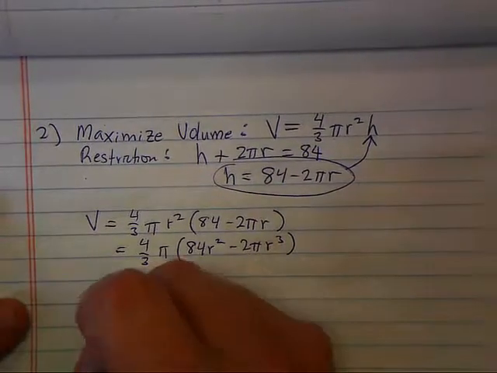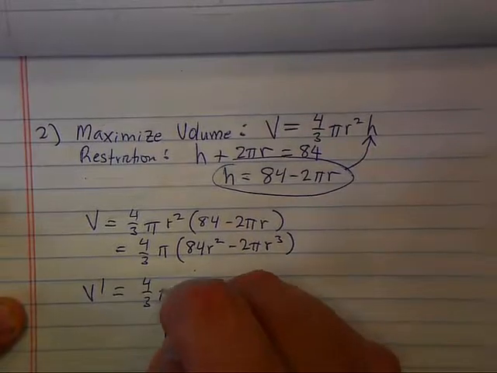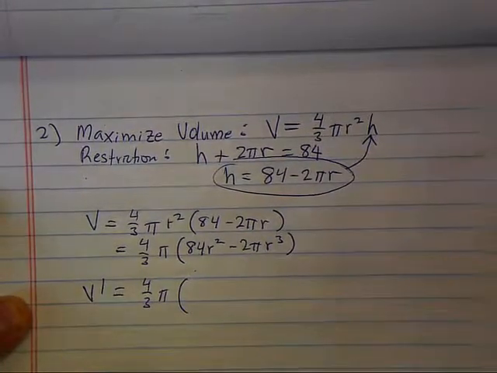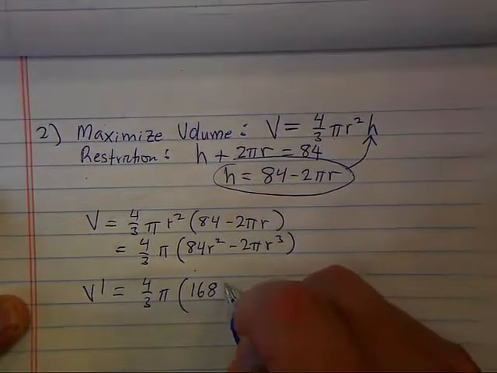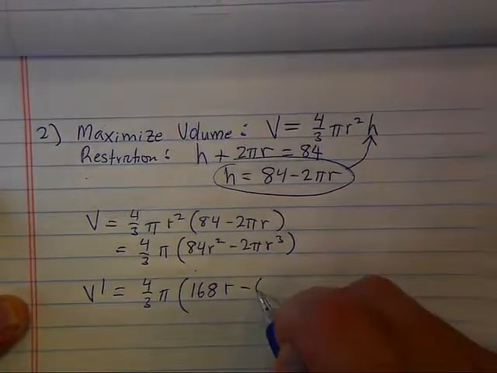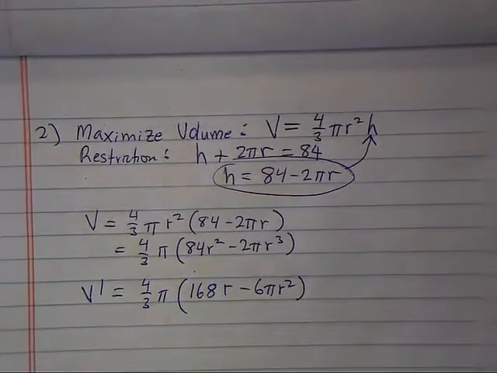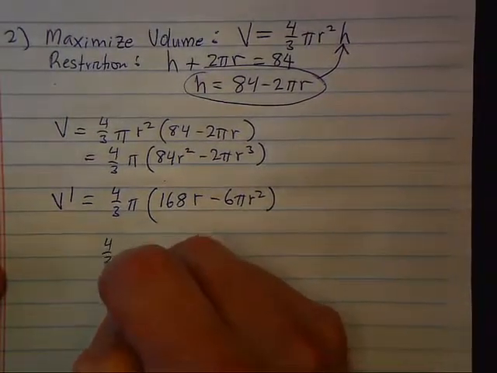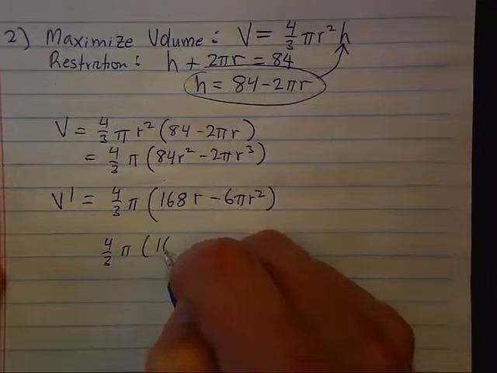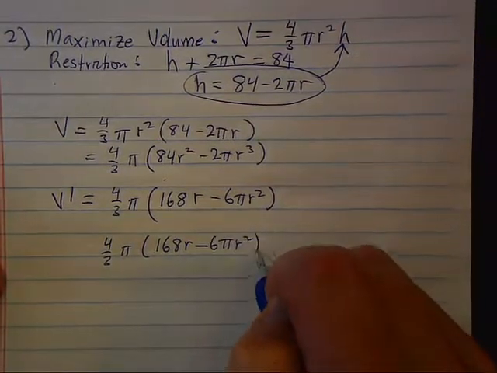All right, so the derivative of volume, V prime, is, that 4/3 pi is just going to be there. And then I take the derivative. What's 84 times 2? 168r minus 6 pi r squared. So there's my derivative. Now I need to take the derivative, set it equal to 0. 4/3 pi times 168r minus 6 pi r squared equals 0.